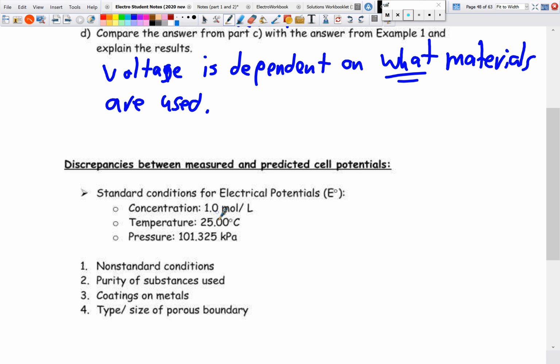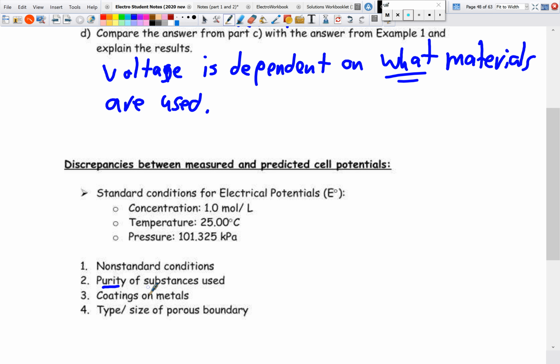That's what we assume. Now, obviously, that's not always the case. For concentration, in the lab that I was going to get you guys to do, it was a 0.1 mole per liter solution, because making a 1 mole per liter solution costs a lot of money to dissolve all of those compounds, so I dilute it a little bit. Non-standard conditions are the major reason you don't get the expected potential, but also the purity of substances.